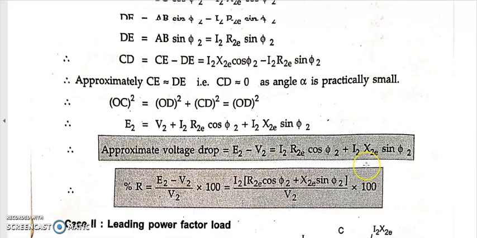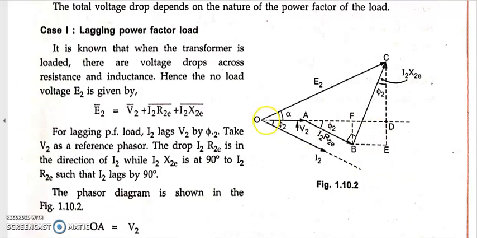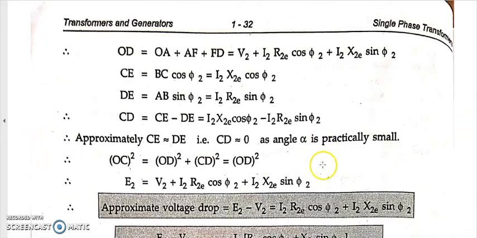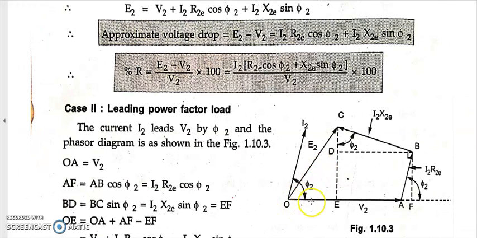Again, same as before, we took V2 as a reference phasor. Here also I'm going to take V2 as the reference phasor. You can see OA is your V2. It is your reference. And one more thing I told you: current will lead the voltage. I'm going to consider that the phasor rotates in the anti-clockwise direction. So you can see I2 is moving ahead and V2 is following I2. So I2 leads V2 by phi 2.